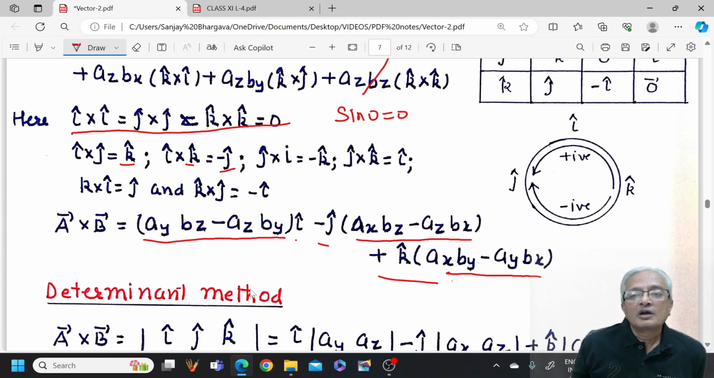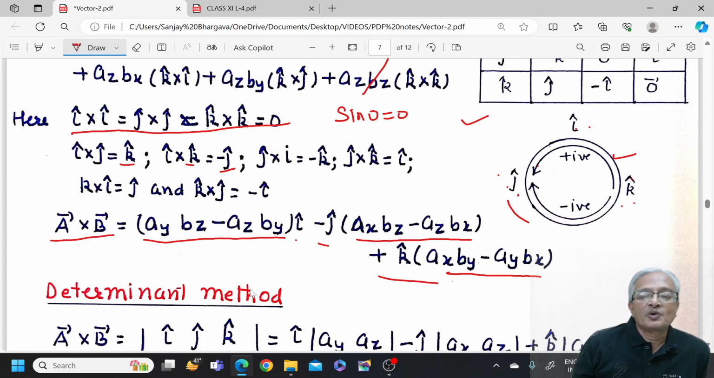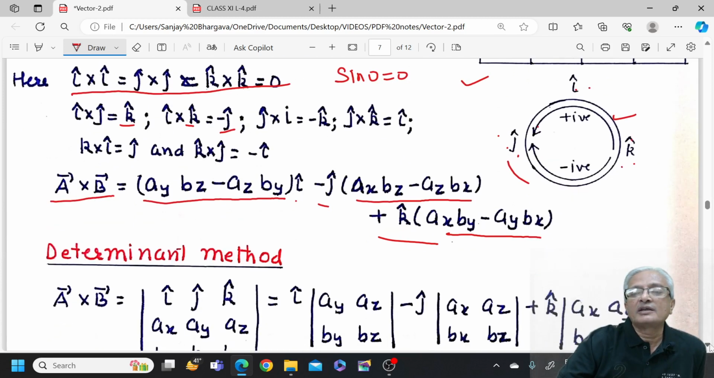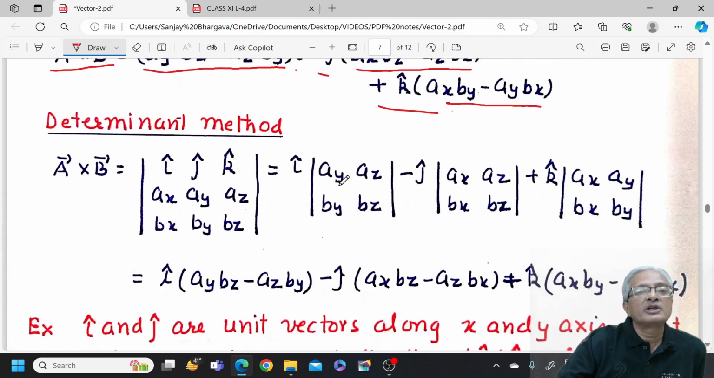Now I can arrange i, j, k. If I move in this direction, that is the anti-clockwise direction, then i cross j would be k. Similarly, j cross k would be i, k cross i would be j. If you change the direction, i cross k would be minus j. So either of the two techniques could be utilized to calculate the cross product. Another method for calculating the cross product is the determinant method. Here i, j, k, the coefficient of i cap is Ax, j cap is Ay, and the coefficient of k cap is Az.